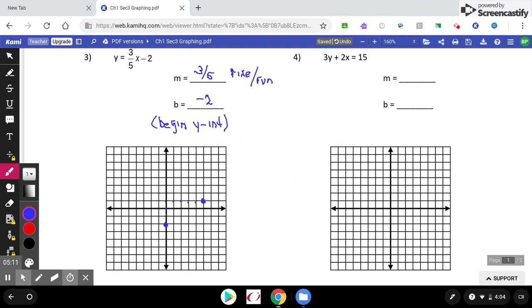And I got it. So now we could go the other way, because if you think about it, a negative 3 divided by a negative 5 would also be positive 3/5, right? A negative divided by a negative. So I could go down 3 instead, and I could go left 5 instead, and that gets me the same line.